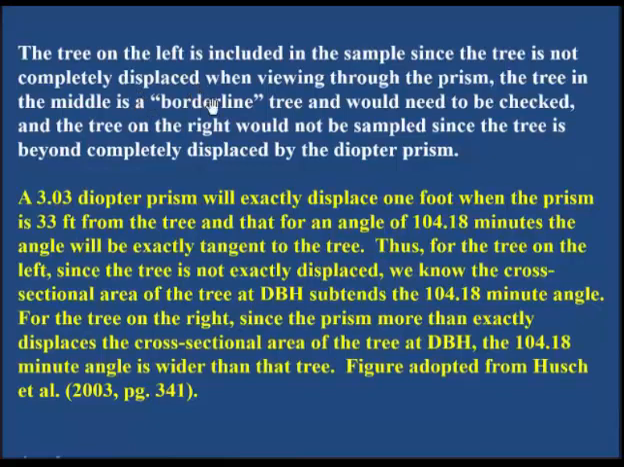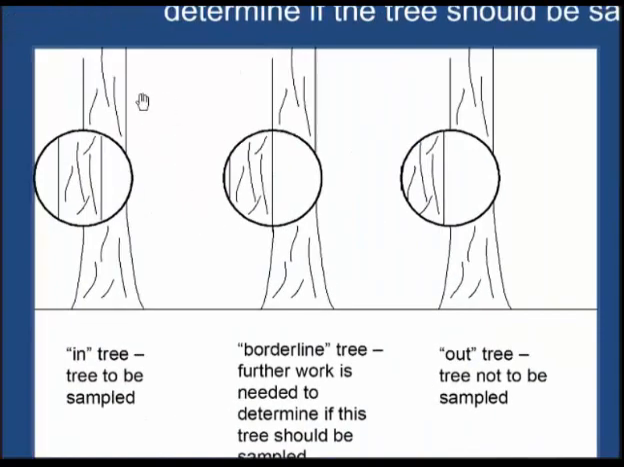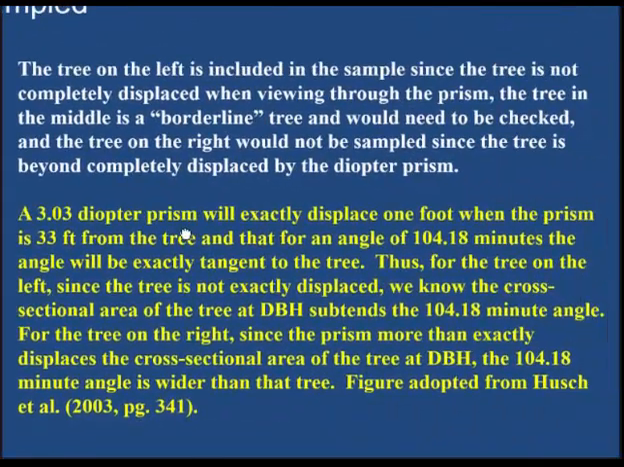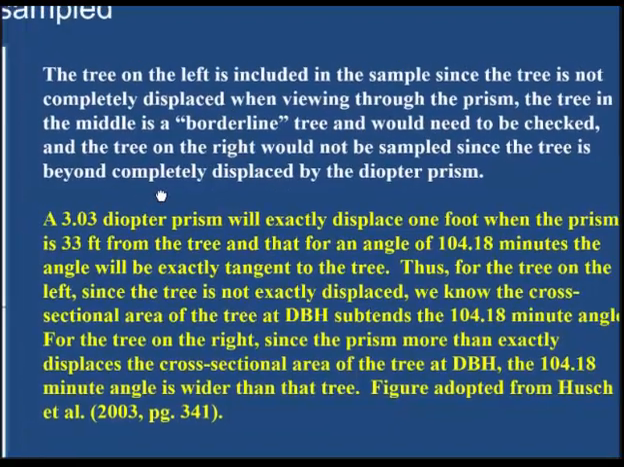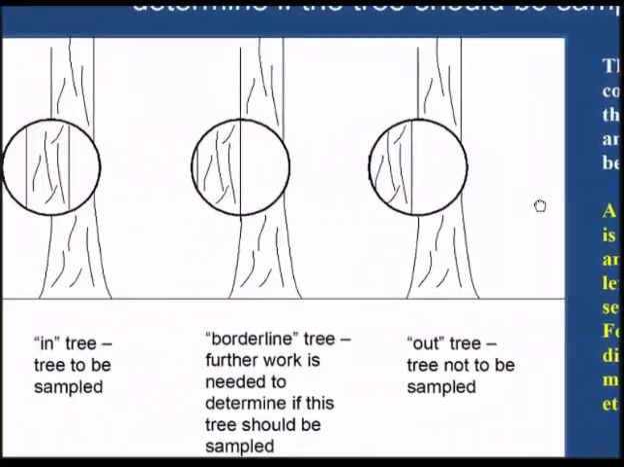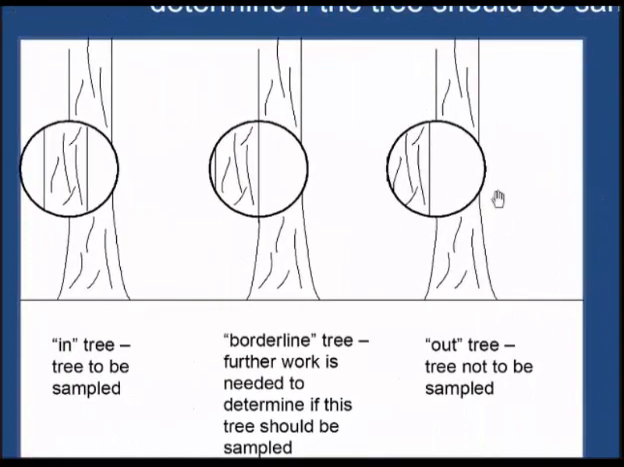So the tree on the left is included in the sample since the tree is not completely displaced when viewing through the prism. This part of the stem is not completely displaced, so it's in. The tree in the middle is a borderline tree and would need to be checked, and the tree on the right would not be sampled since the tree is completely displaced by the diopter prism.